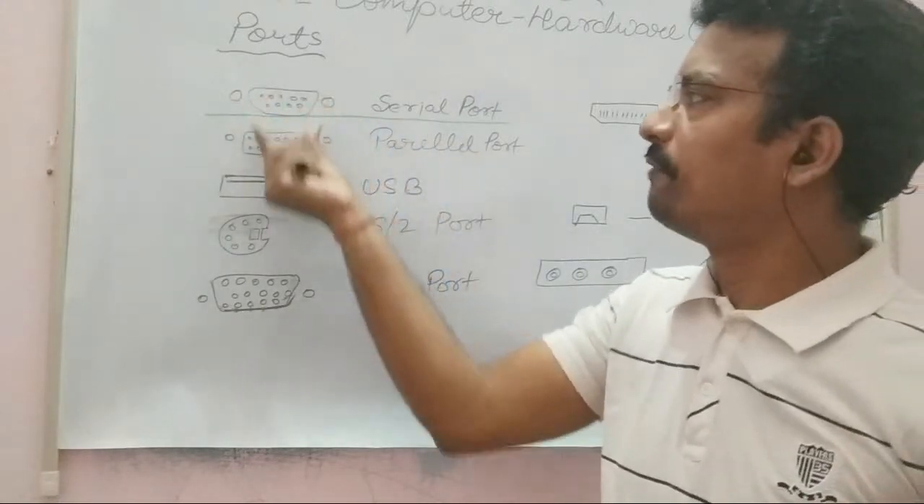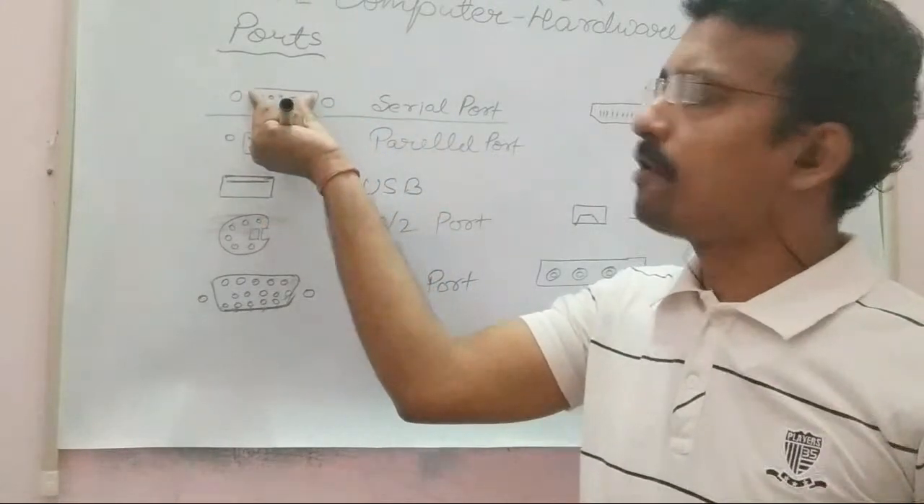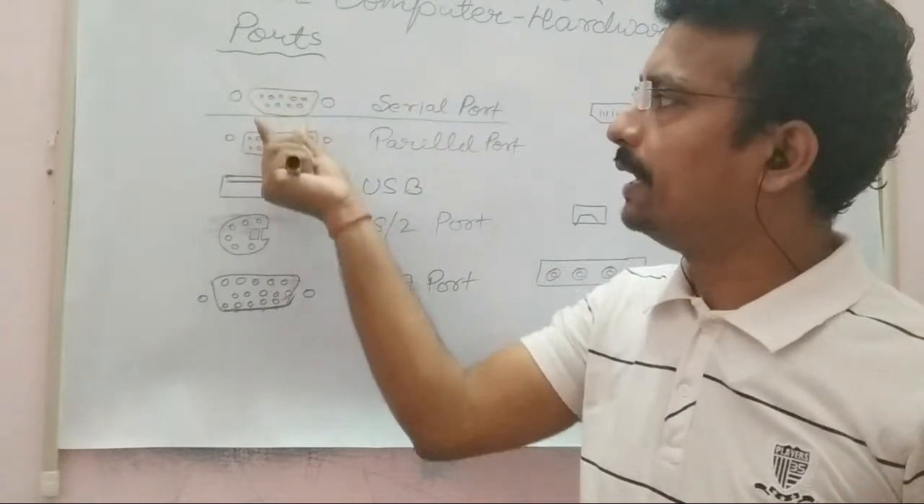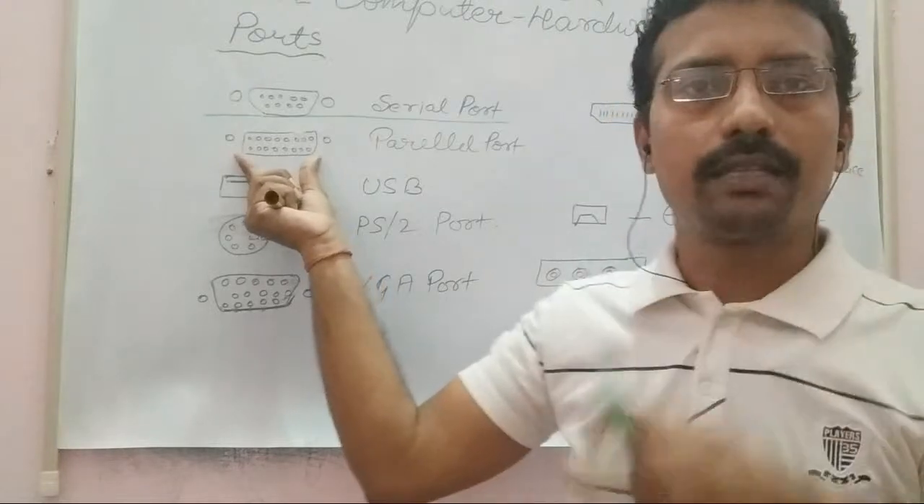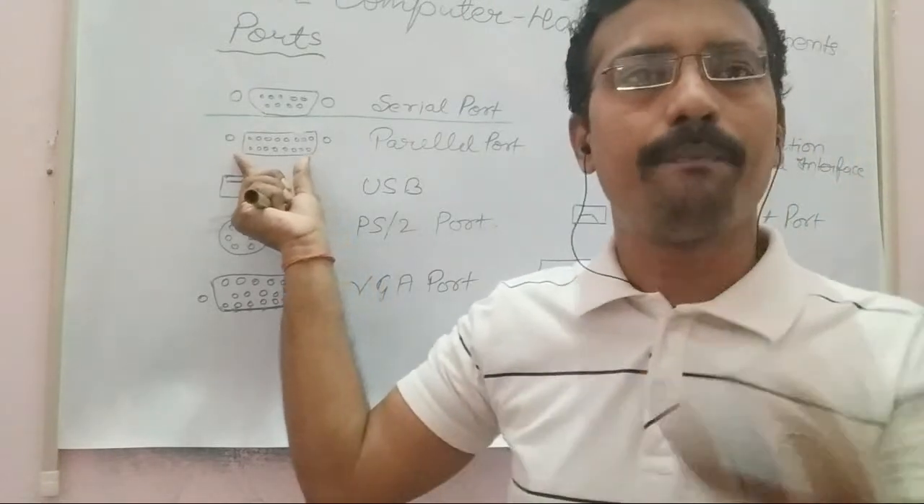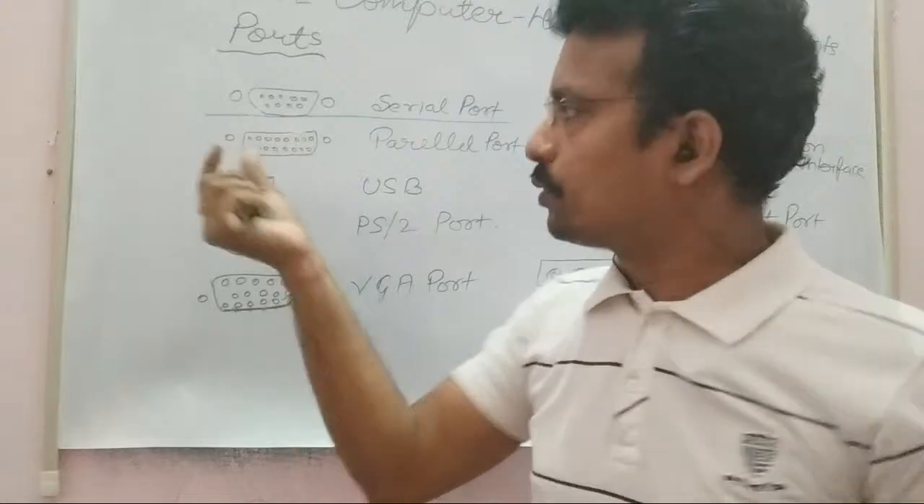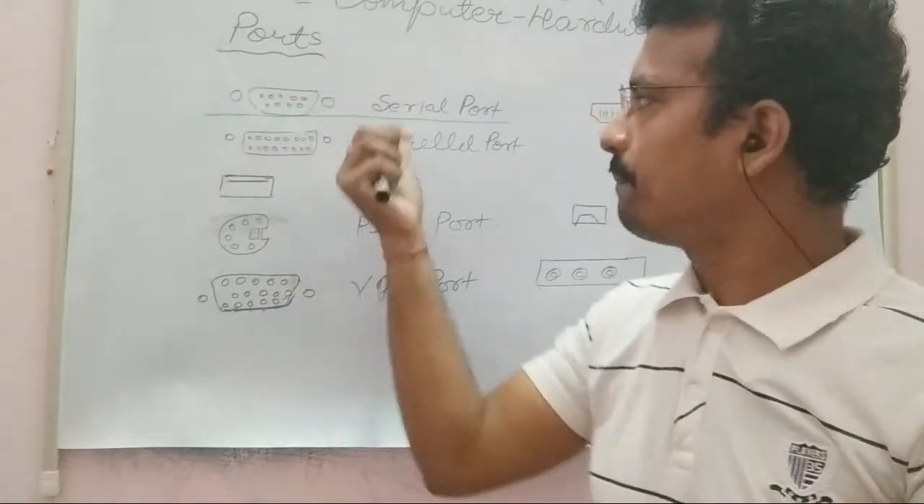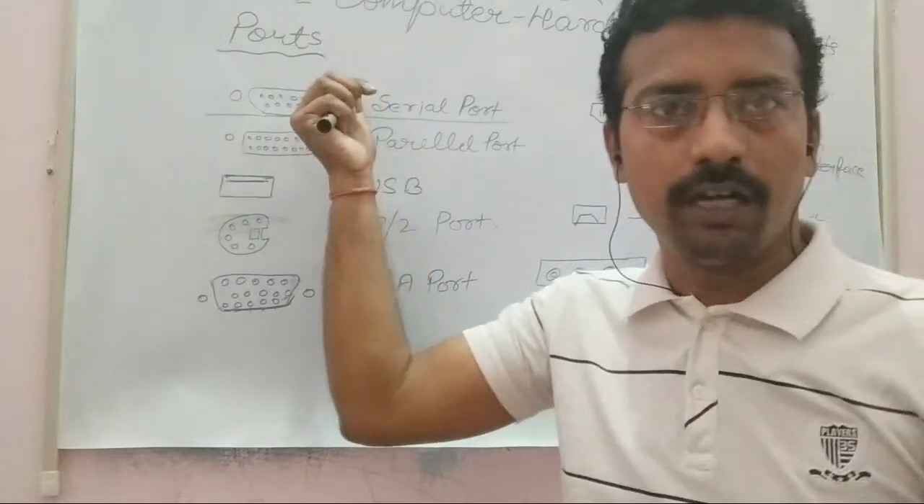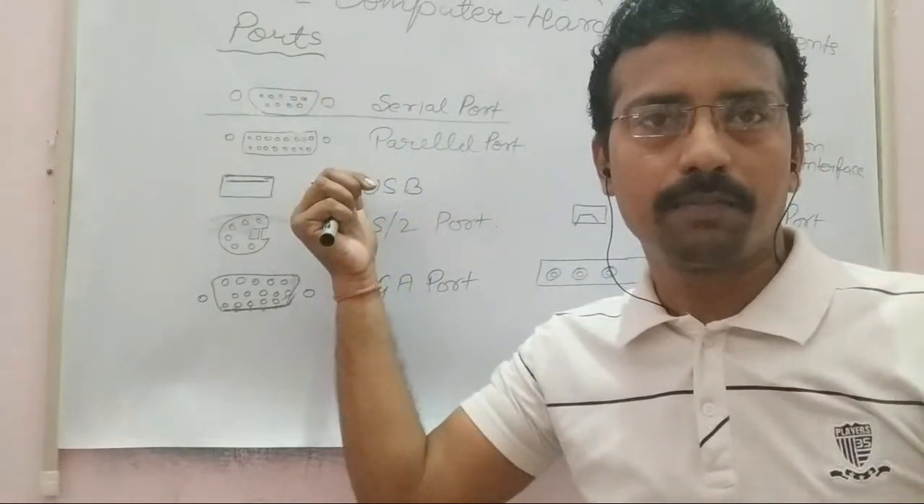You will observe the difference from the serial port here: in the serial port the number of pins in the upper line and lower line is different, but in the parallel port both lines contain the same number of pins. This way our device can be connected with the particular parallel port and serial port. The serial port is a little bit slow in comparison to the parallel port.